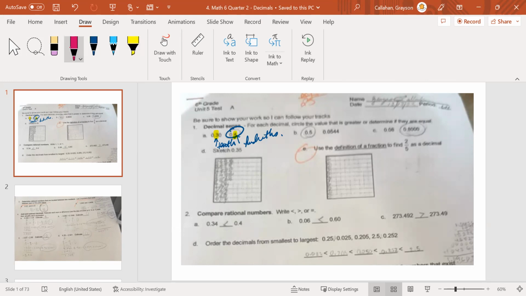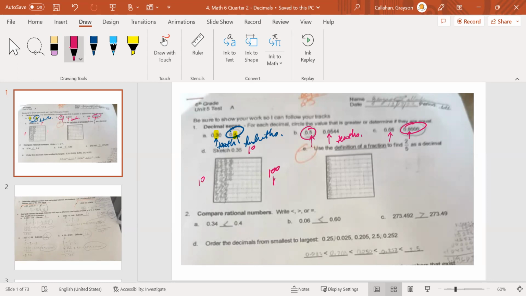Okay, so this one here for B, this is correct because do you see how the tenths place is a 5 and the tenths place is a 0? So the tenths place is smaller, so therefore that one's bigger. All right, this one, we're looking at the tenths place of 6 and this one is 0, so the second one is bigger.